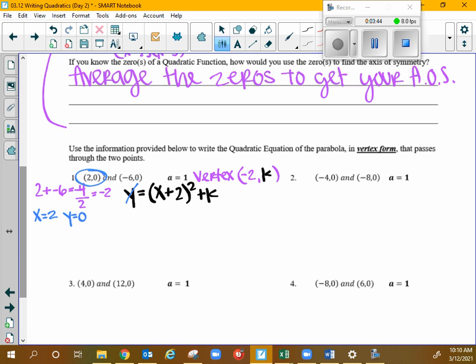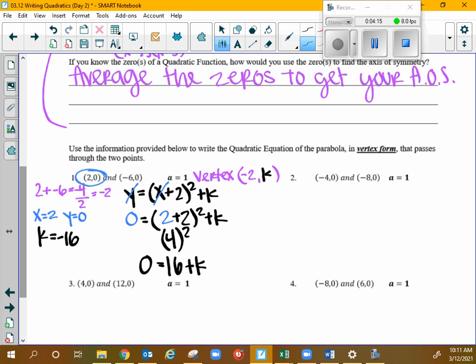So go in and replace your x and your y with one of your points. Everything else remains the same, because now the only unknown is k. And if you have one unknown, you can find it. 2 plus 2, 4. 4 squared, 16. So I have 0 equals 16 plus k. So k is equal to negative 16.